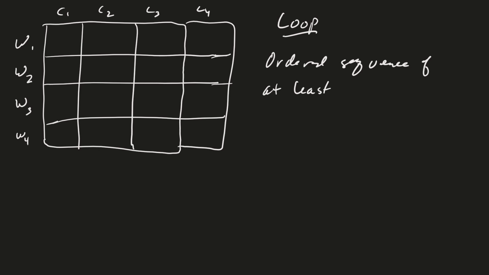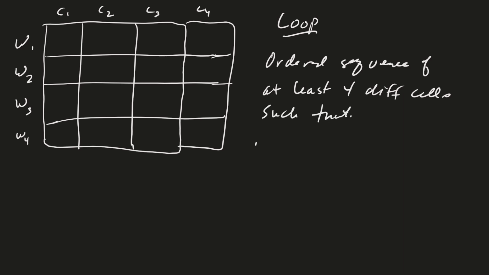But I want to talk about something else in terms of this tableau, and it's going to turn out that there's a concept called a loop that's going to be very important in talking about a tableau. And so, what is a loop? Well, a loop is an ordered sequence of cells, or at least, maybe we should say at least 4 different cells, such that a few things are true.